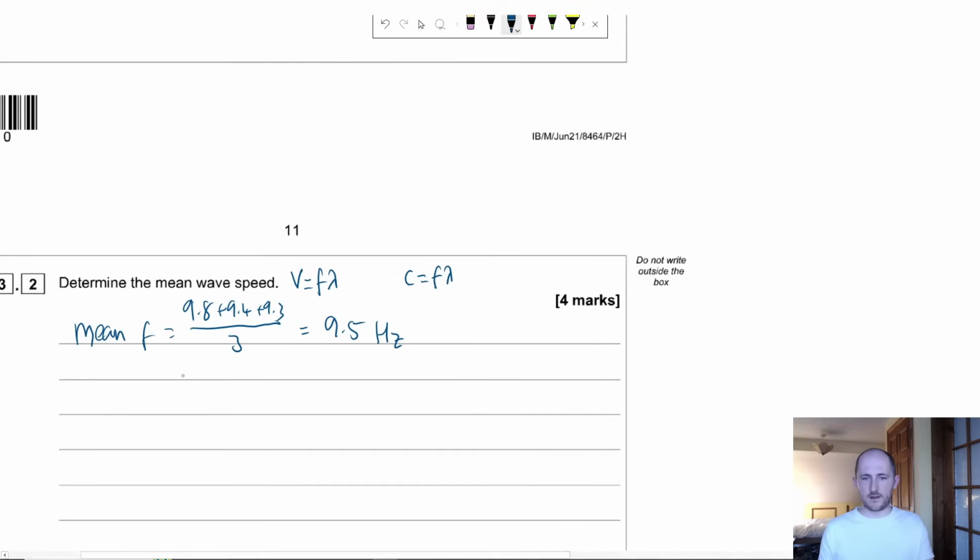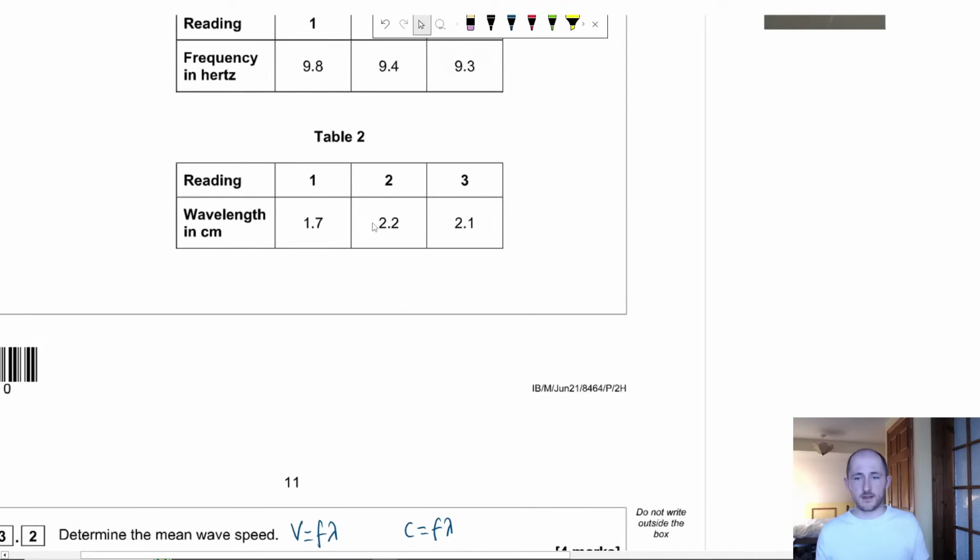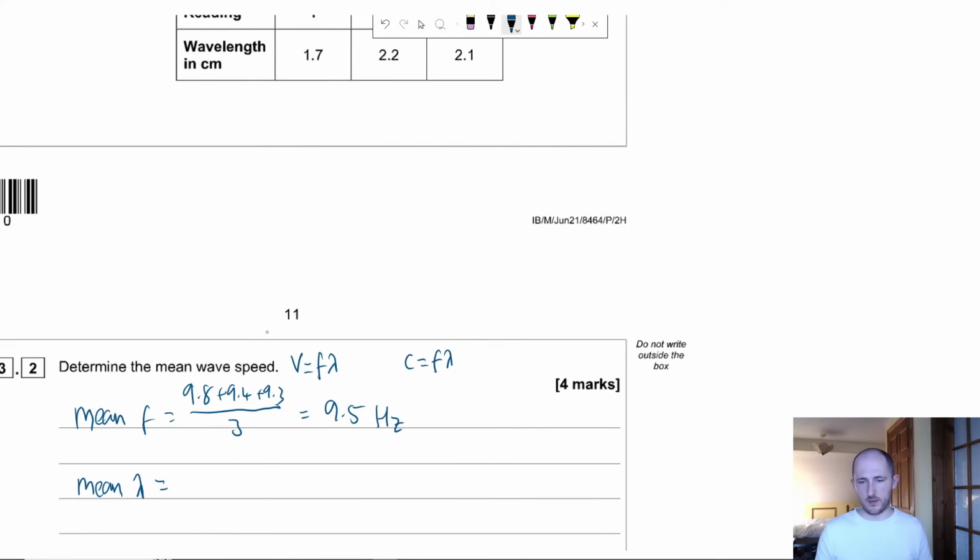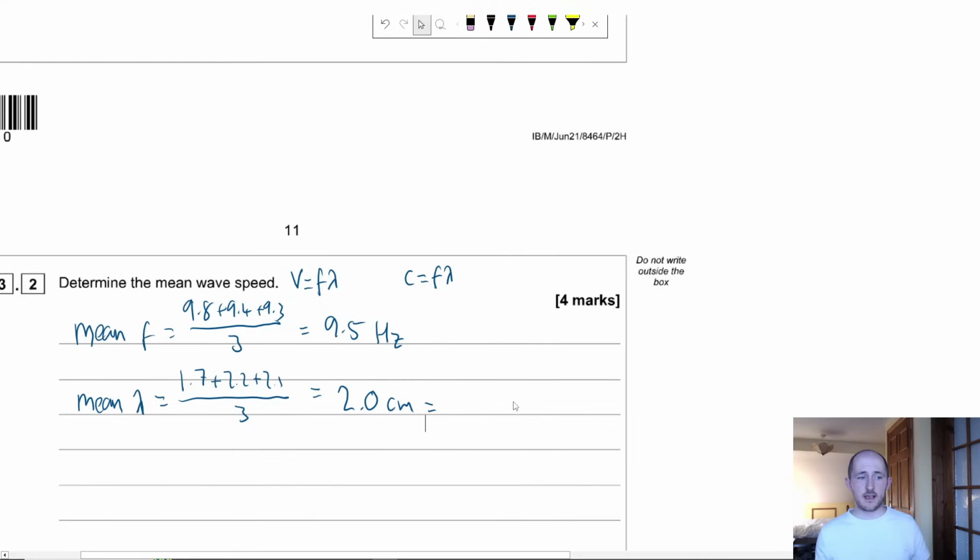With the wavelength, you're going to do the same thing. Whether you convert first or you convert afterwards shouldn't make any difference. So 1.7 plus 2.2 plus 2.1, and then we'll change it into meters afterwards. If we add those all up and divide them by 3, we get a nice even 2.0 centimeters. Now how many centimeters are in a meter? 100. So if I divide that by 100, you should get 0.02 meters.